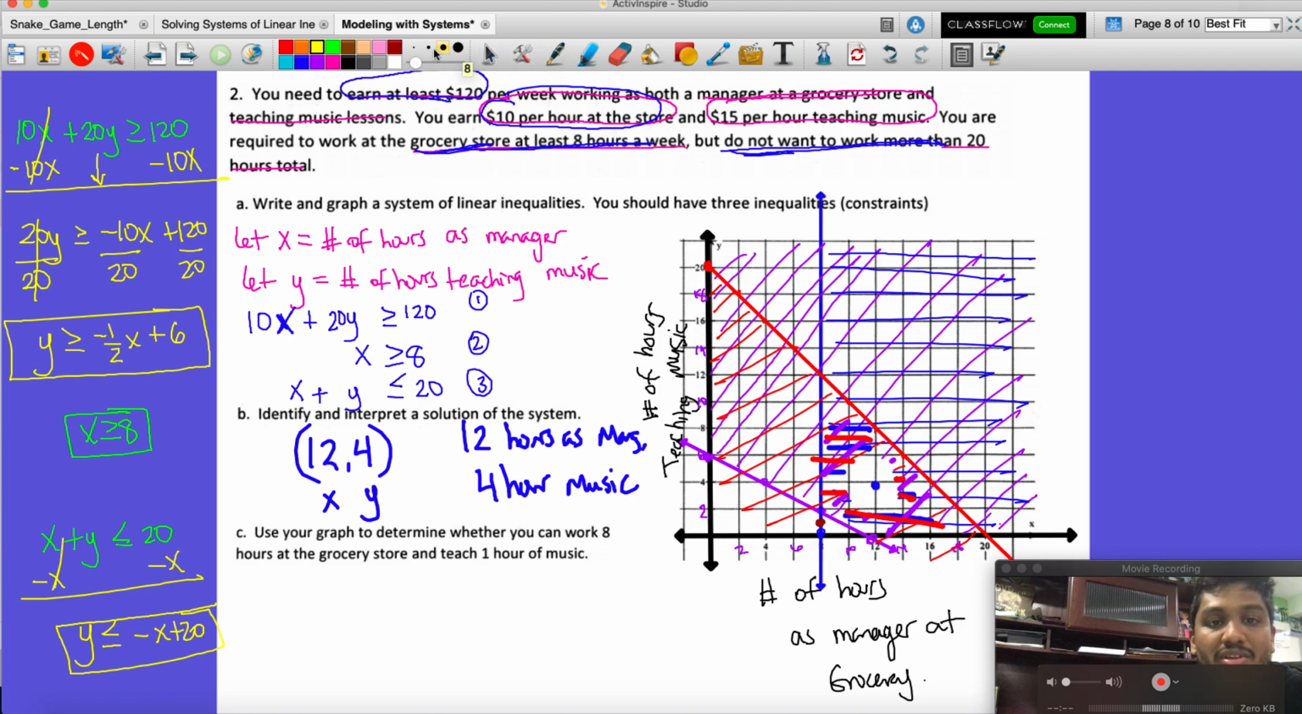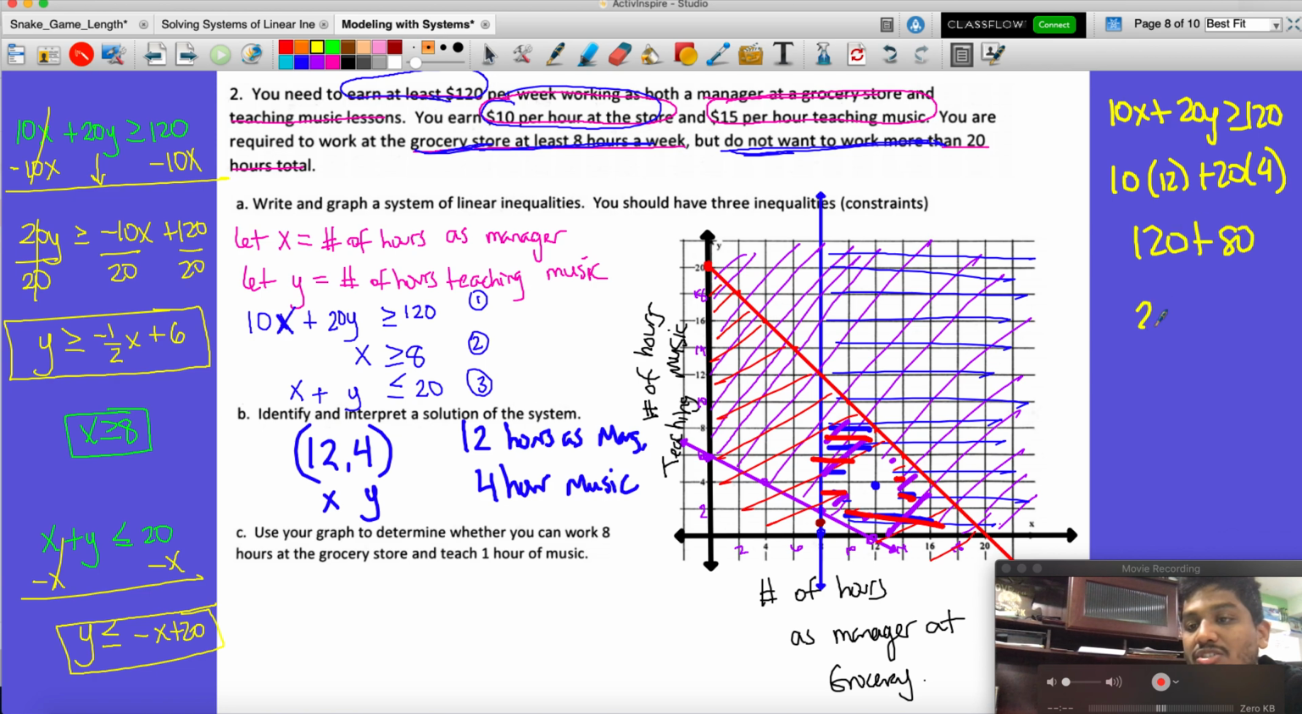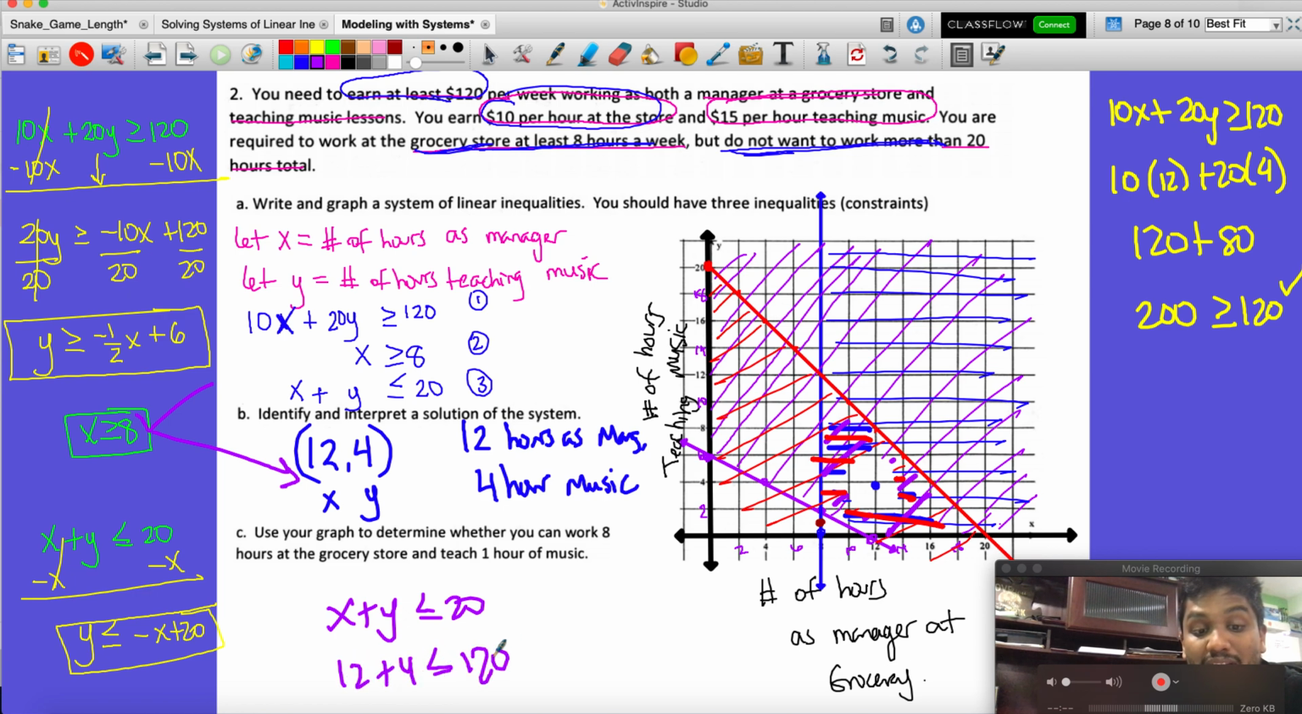But let's see if the one that we chose would have worked out. So let's do that really quickly. I don't have that much time. So let's say 10x plus 20y is greater than or equal to 120. I'm substituting 12, 4. Okay, so 12 is the x, 20 is the y. Okay, I ran out of space there, but 120 plus 80, this is $200, is greater than or equal to 120. That's perfect. Okay, is our x, is 12 greater than 8? Absolutely. Okay, is x plus y less than or equal to 20? Let's see, 12 plus 4 is less than or equal to 20.